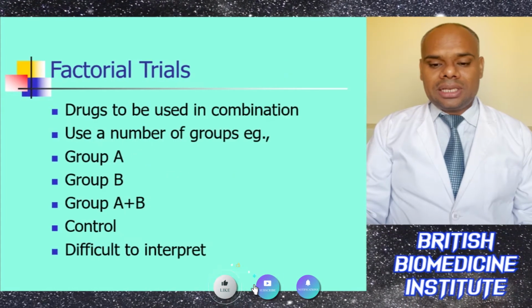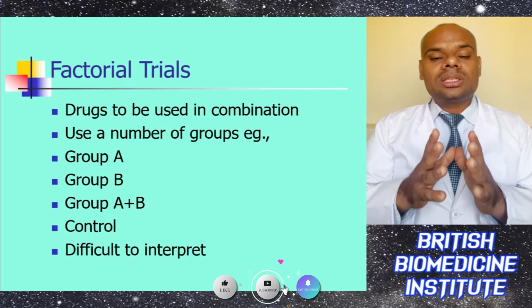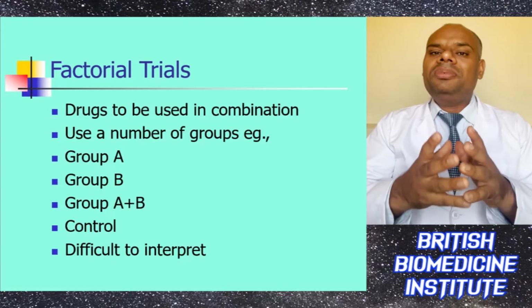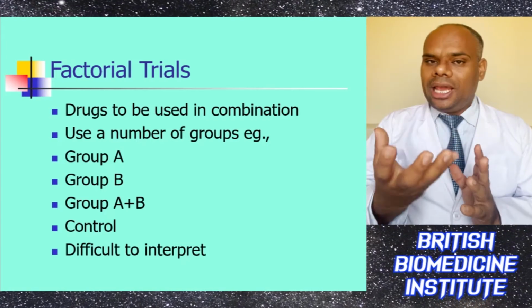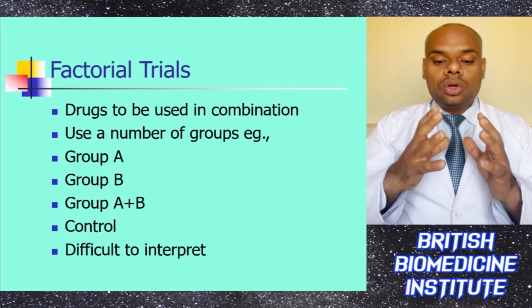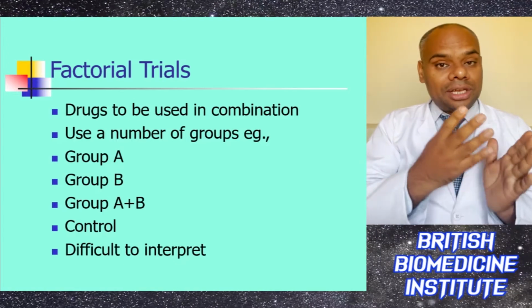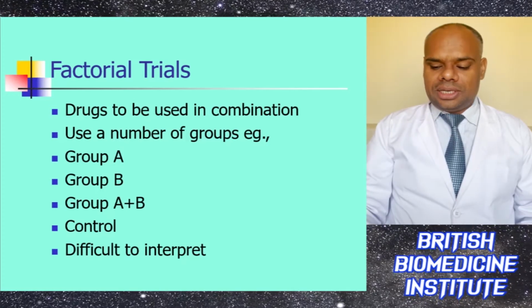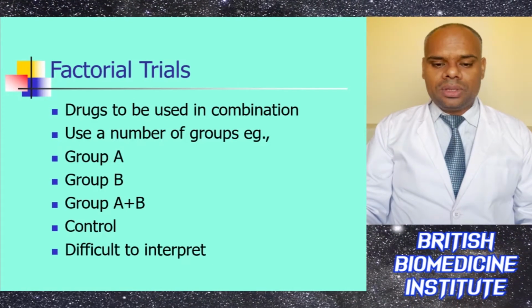Factorial trials. Basically, here the drugs are used in combination, and we will be creating different groups like group A, group B, or group A plus B, or a control. These are difficult to interpret.